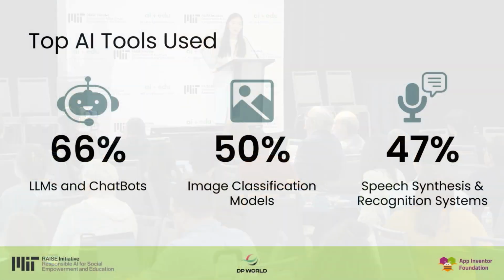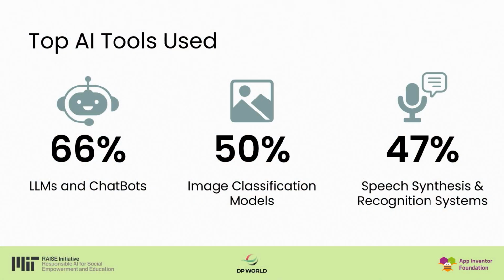And in line with the research we do at MIT, we analyze what AI tools these students used. So 66% used chatbots, and that included ChatGPT, Gemini, Llama. About half used image classification models, mostly Teachable Machine and Personal Image Classifier. And a little bit less than half used speech synthesis and recognition systems.